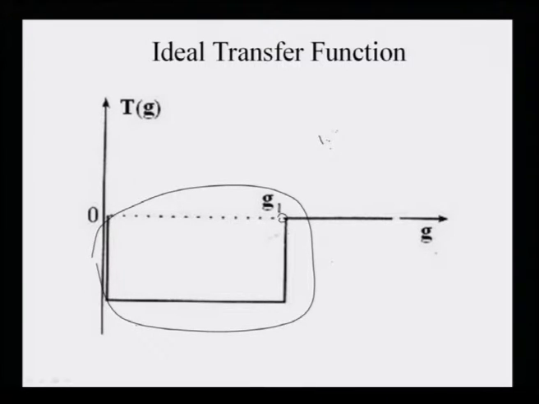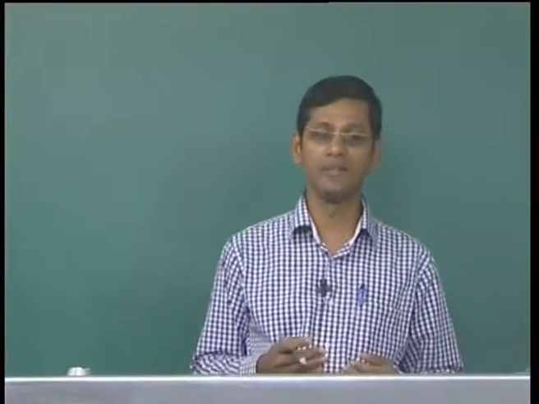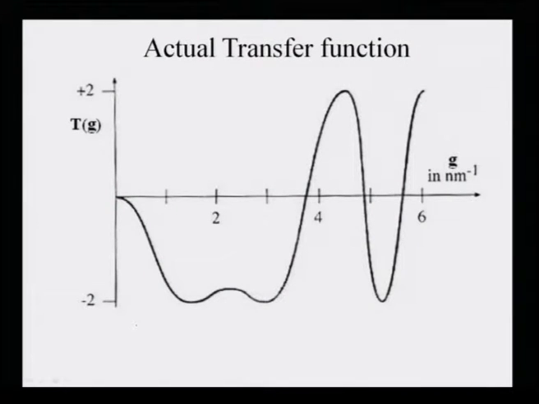This kind of situation is never really achieved, because all microscopes will have defects, and the defects change this transfer function drastically. I am showing you one such picture where the actual transfer function is shown as Tg as a function of g, and Tg values can vary from +2 to -2, but what you can see is that there is a lot of variation. Not only has the number of zeros increased in this transfer function, but the values are also changing depending on the spatial frequencies.